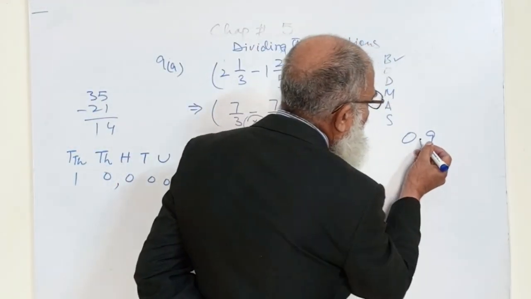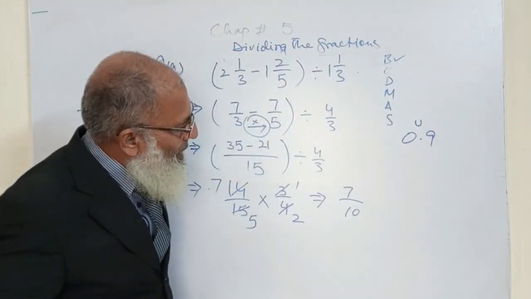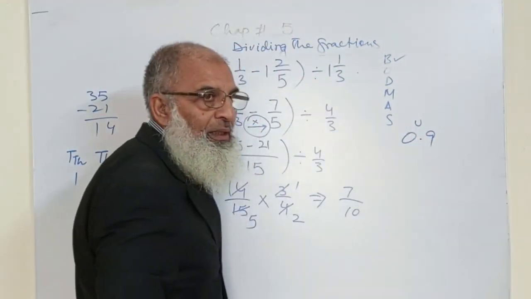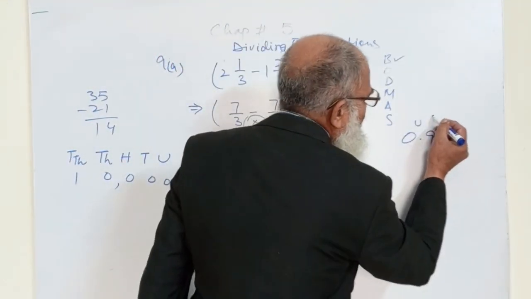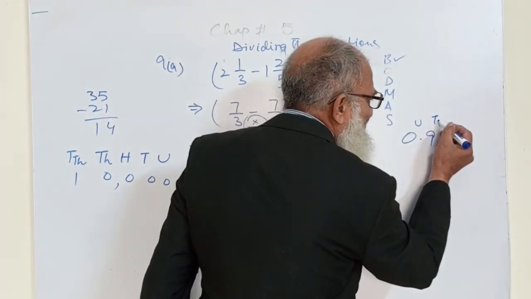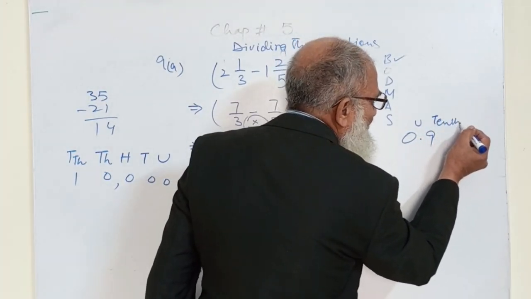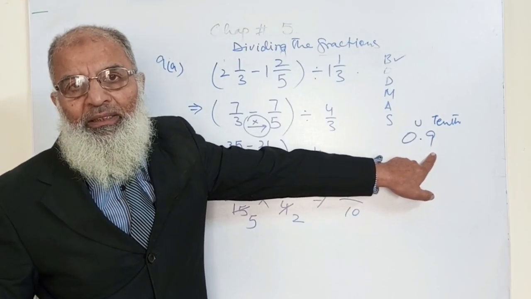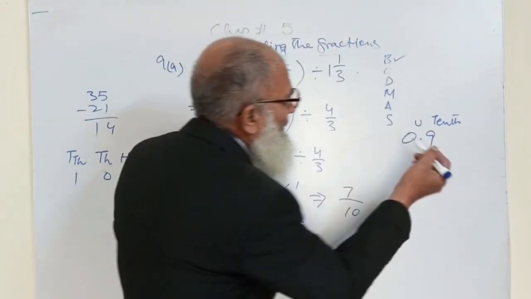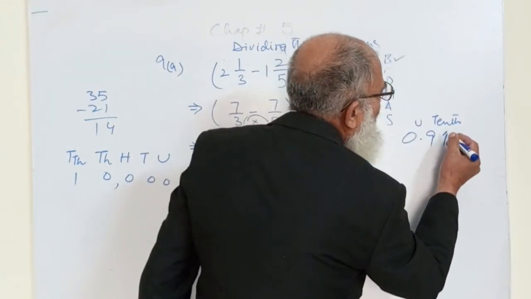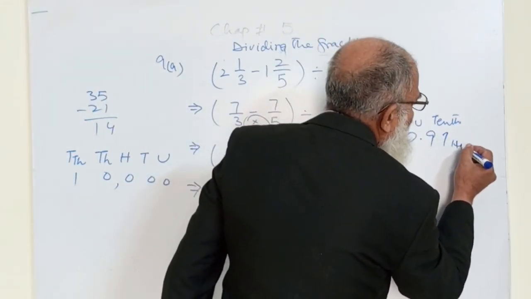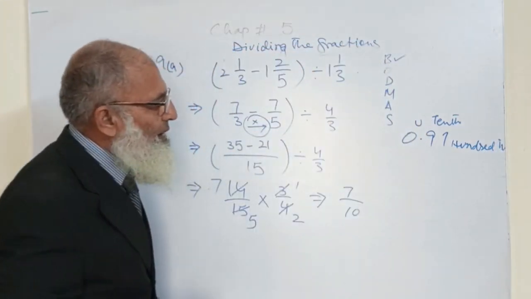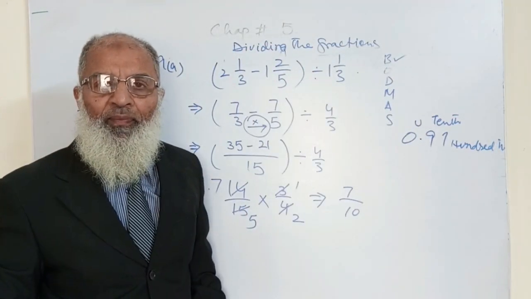Now for this, the point is your unit, and the upcoming digit is your tenth. Now this is the 10th digit. And the upcoming will be the 100th. And similarly, so and so forth.